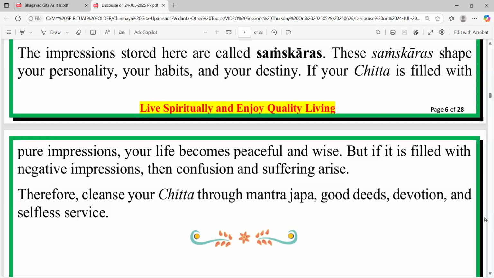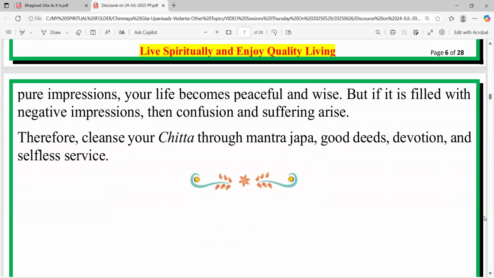If your chit is filled with pure impressions, your life becomes peaceful and wise. But if it is filled with negative impressions, then confusion and suffering arise. Therefore, cleanse your chit with mantra jap, good deeds, devotion, and selfless service.